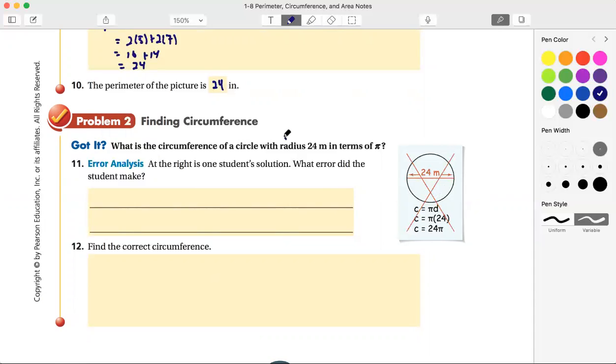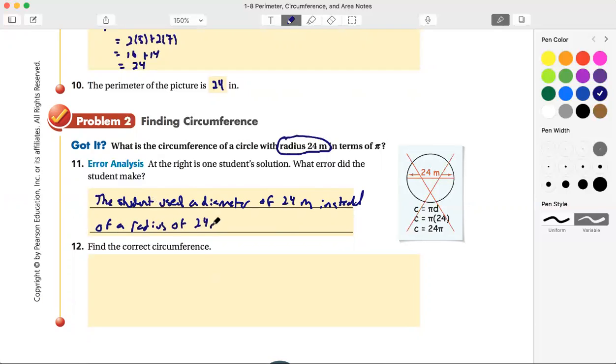Circumference, oh, I see what happened here. So the problem says that the radius was 24 meters. The student drew it as the diameter, so that was the problem. So the student used the diameter of 24 meters instead of a radius of 24 meters.